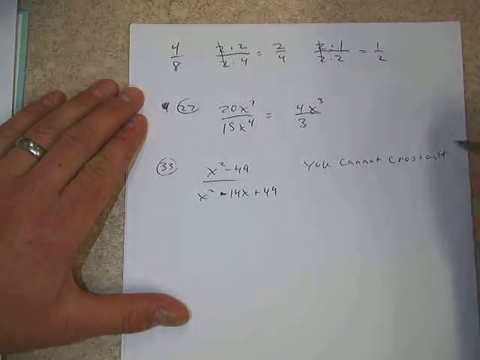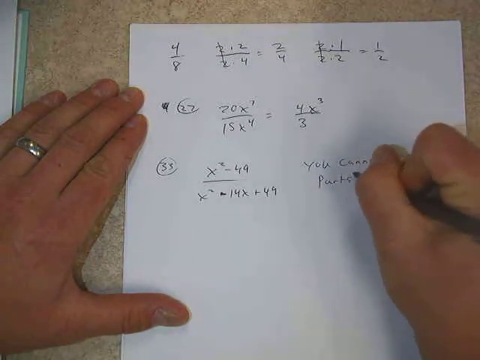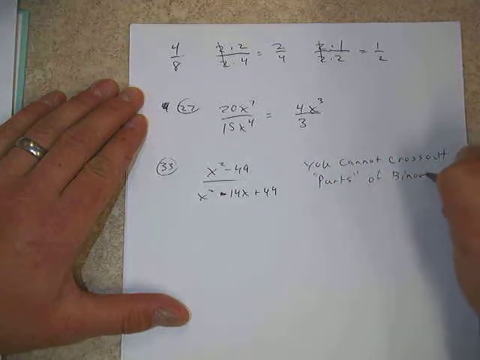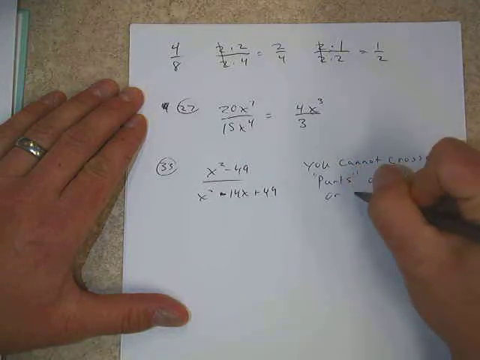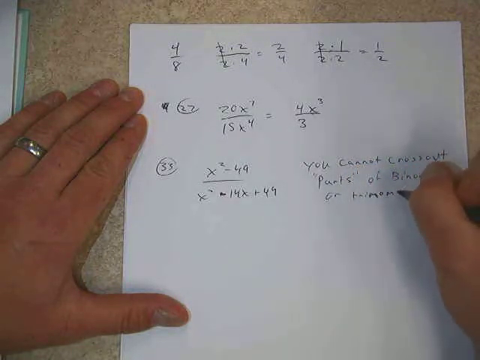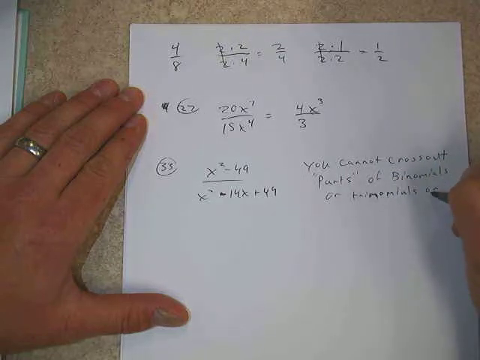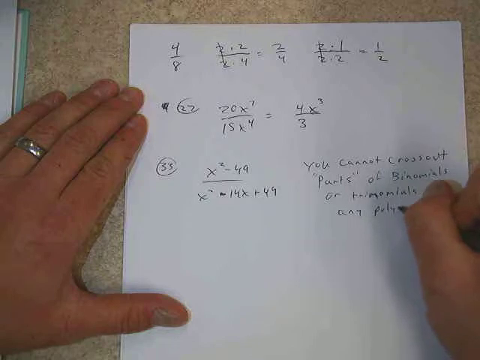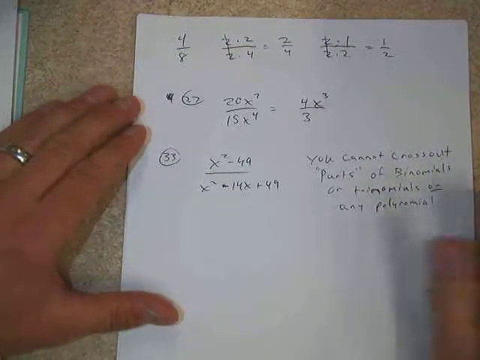So ultimately, here's the biggest issue that we got to make sure that we do not do. And I'm going to write it in bold here. You cannot cross out parts of binomials or trinomials, or any polynomial for that matter.